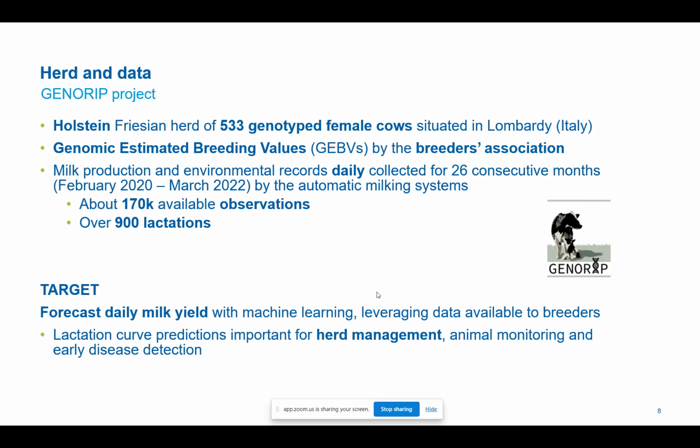And the question that we wanted to answer was, how can we use machine learning to make sense of this massive amount of data with the goal of forecasting daily milk production? Why? Because this data is really available to breeders. In a real situation, this is data that is available to breeders, but is sometimes, as I was saying, not used or only partially used. We wanted to show that it's possible to forecast daily milk production better than what is currently done, exploiting this massive amount of data that is available within a single herd.